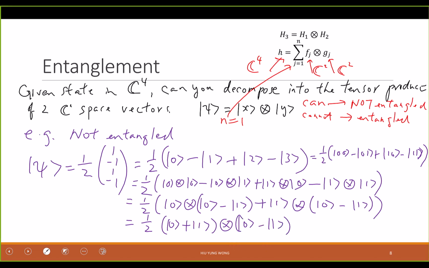Am I right? Because this one is common to them, right? I can factorize this out. So again, this is the first qubit, this is the second qubit.